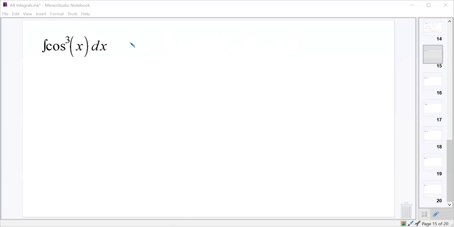Could we do cosine squared x times cosine x? Sure. And then why would we want to do that? And then do the u substitution with the cosine squared x. Okay, so we've got a good first step here.